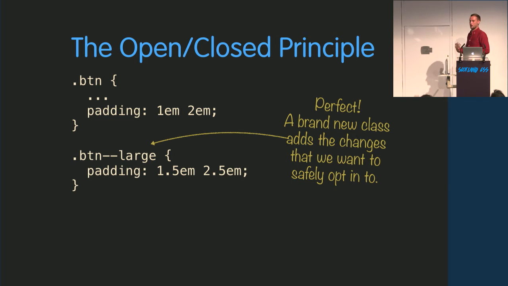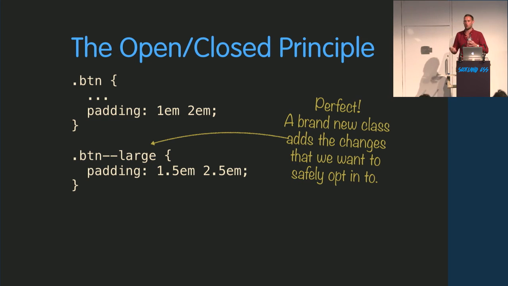Again, this is what BEM and methodologies like it were designed for. We can extend the behavior of button by adding this button large class. This is the changed or additional functionality that we were talking about. This is a way of extending features to make sure we don't regress anything, we don't accidentally step on anybody's toes, and it means that anybody who wants a larger button opts into it themselves. We're not saying that all the buttons are getting bigger, we are saying, I've exposed a new class so you can choose to have bigger buttons.